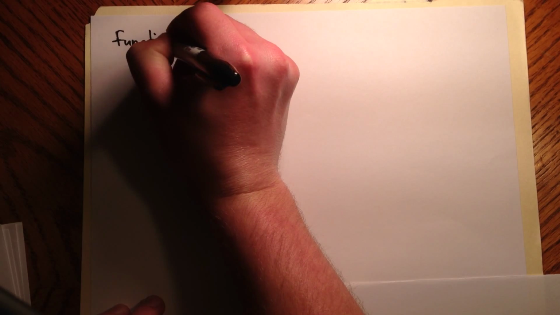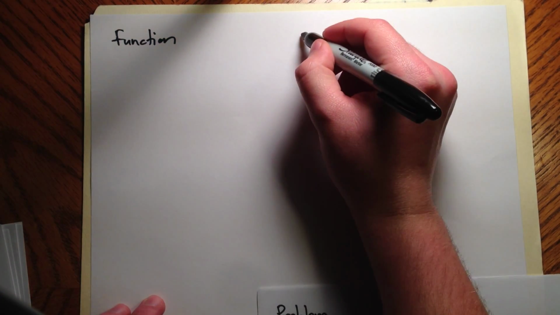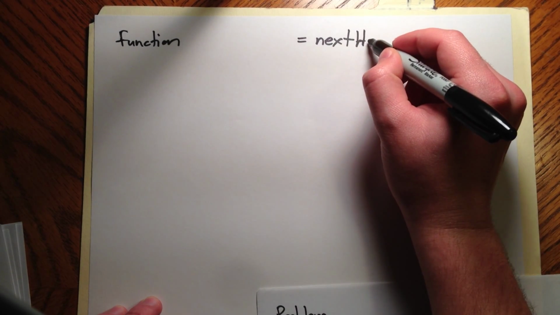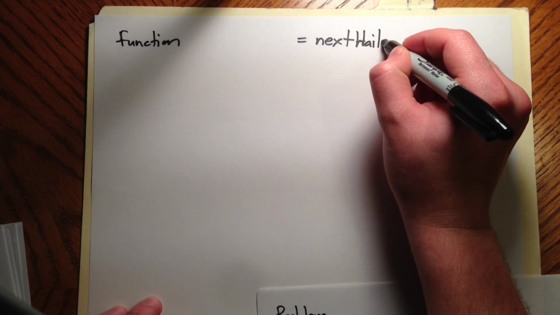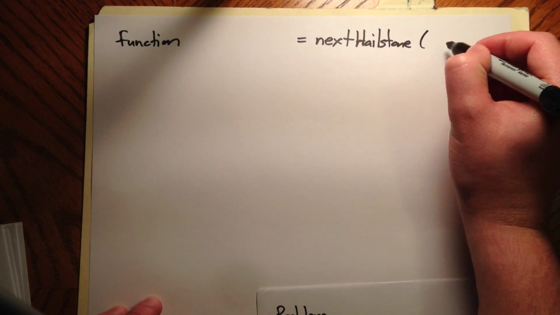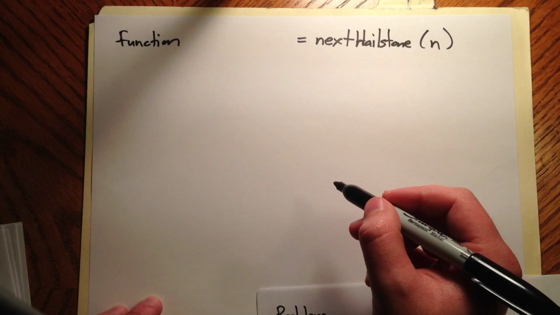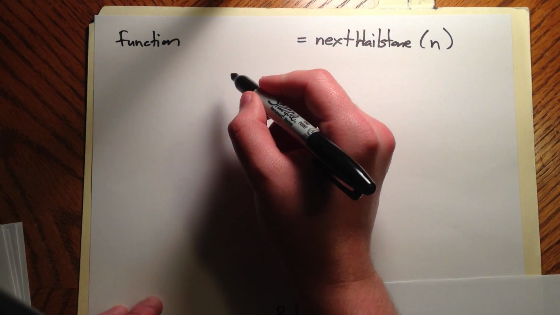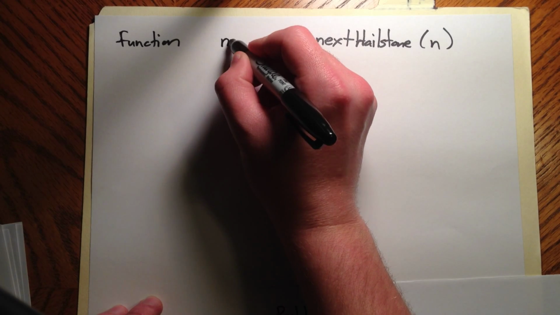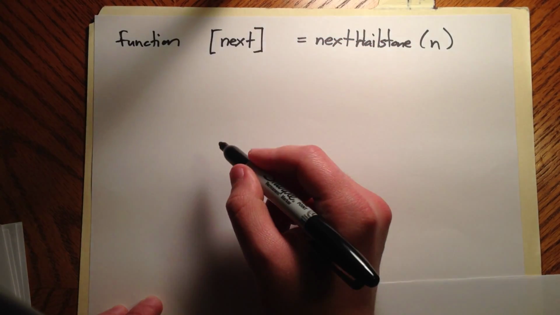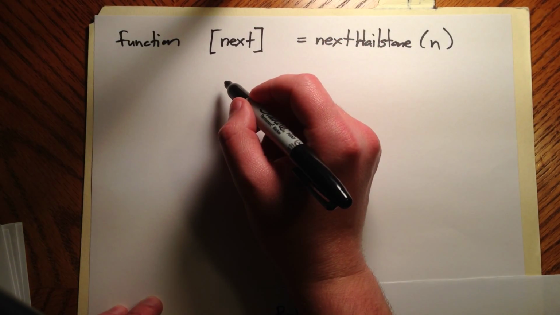So to do that, we're going to have to make a function, call it next hailstone, as said there, with one parameter, that being a number. Let's call it n, and we need to output another number. We could call it n, let's just call it next to make sure that there's a difference here.